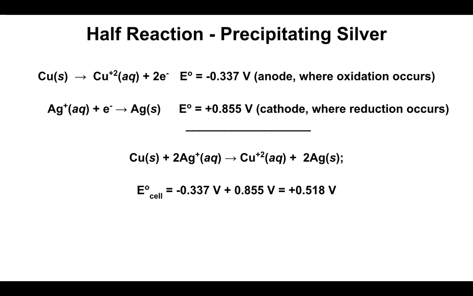So anytime you have a reduction potential table, they're giving you the potentials for the reduction reaction. If you want to use one of them as an oxidation or an anode, you have to flip the value there, all right? So if the result is a positive cell potential here, then that means this reaction is going to be spontaneous. So you can see we have the plus 0.518, and that means that the precipitating of silver in this specific setup is going to be a spontaneous chemical reaction.